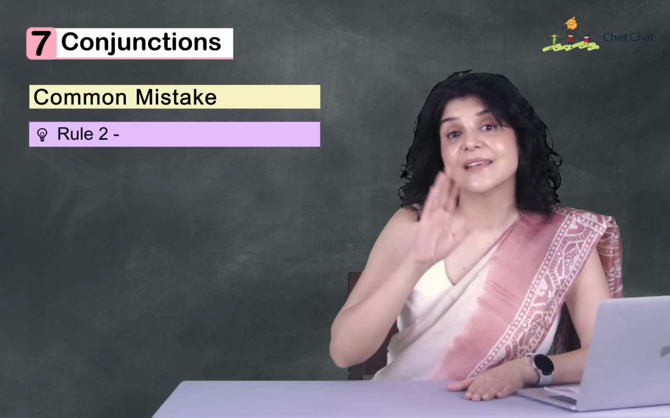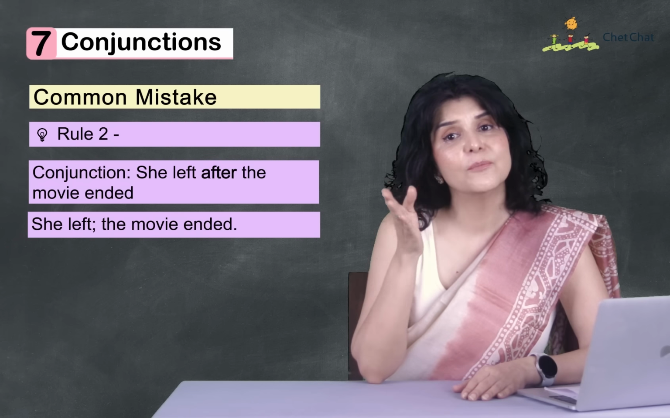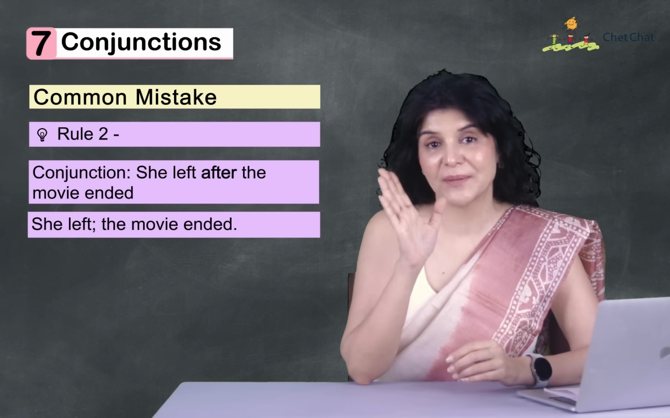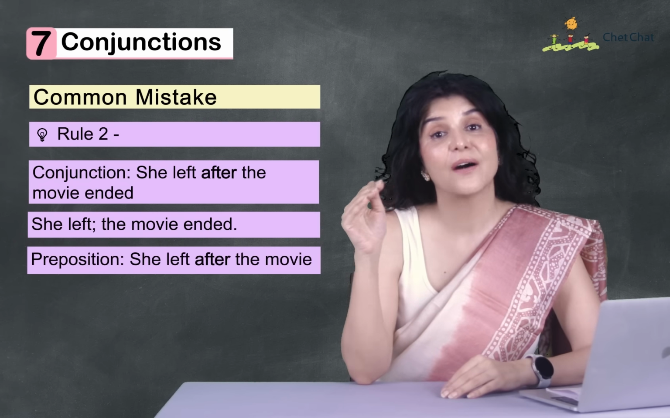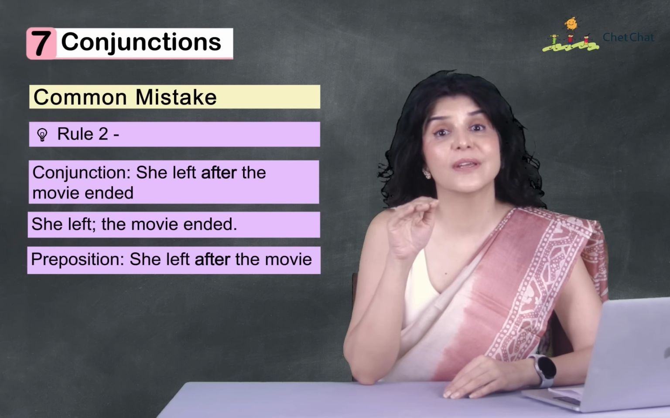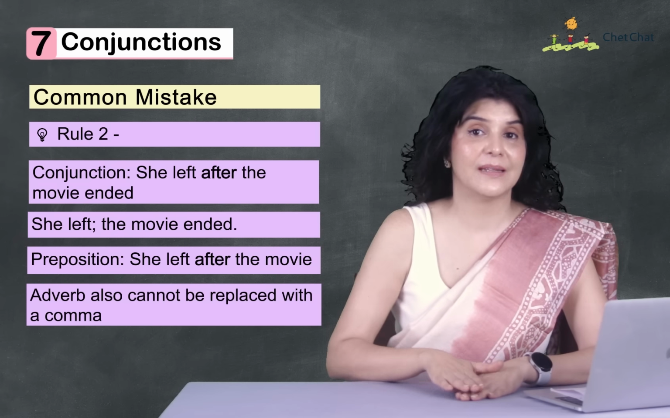In this sentence, she left after the movie ended. She left, the movie ended. The word after can be replaced by a comma, so it's a conjunction. She left after the movie. Now, you cannot replace it with a comma, so it's a preposition. Adverbs also cannot be replaced by a comma.